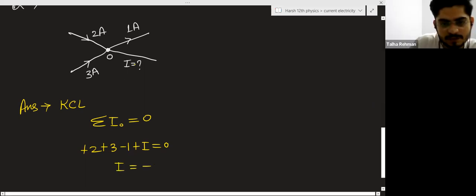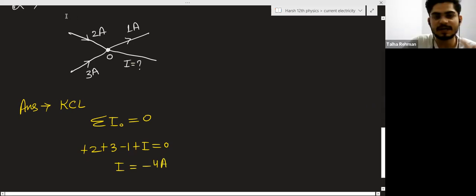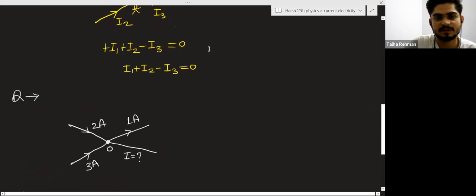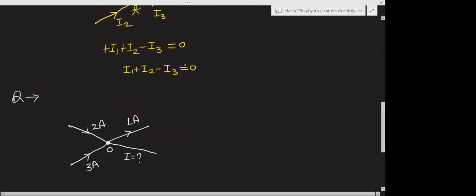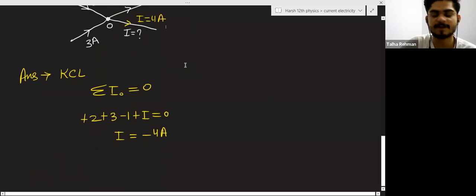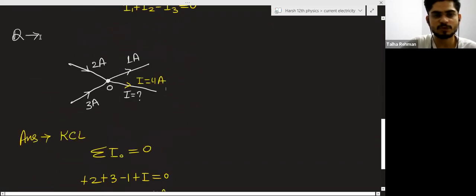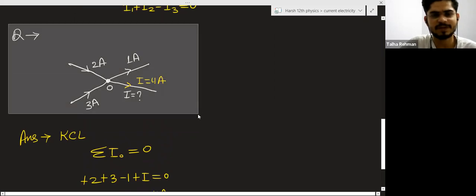We will get it as -4 ampere. So -4 means the current is leaving, not entering. Leaving means the current will be like this, and the value of current will be 4 ampere. So this is the current KCL, Kirchhoff's current law, and this type of question you can get from this law. Very, very easy.